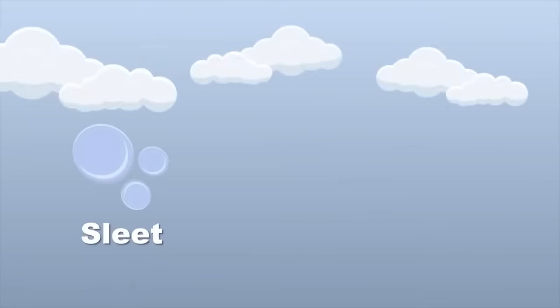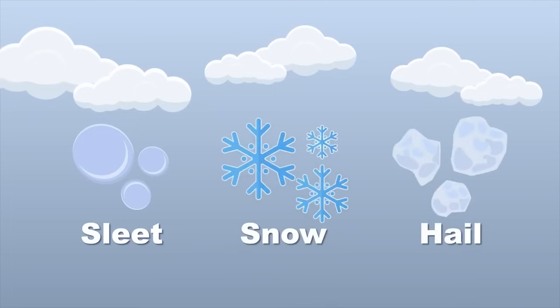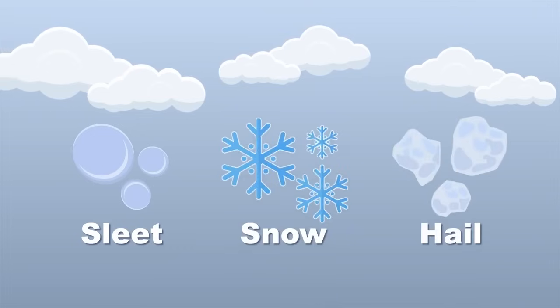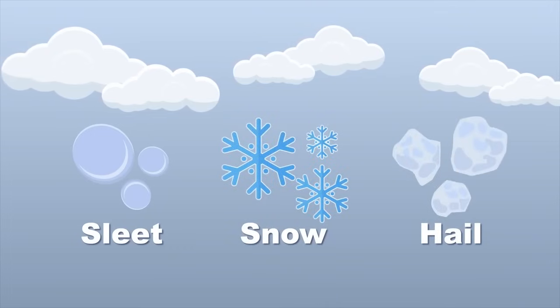Sleet occurs when raindrops freeze before reaching the ground due to a layer of cold air near their surface, that's where it's found. Sleet versus snow versus hail. Let's look at what makes them different with this frozen tale.